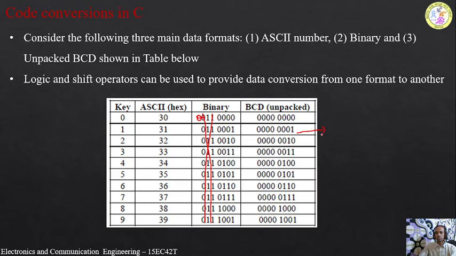And what is its equivalent value? This is nothing but 0. In hexadecimal, 4 zeros in binary is nothing but 0, and 1 is nothing but 1. So this is unpacked BCD. It is already in unpacked form. Similarly, for 7, it is 0, 1, 1, 1, which is 7, and similarly for 9, it is 1, 0, 0, 1. So these are the unpacked BCD numbers.